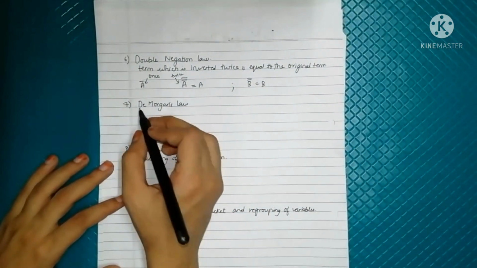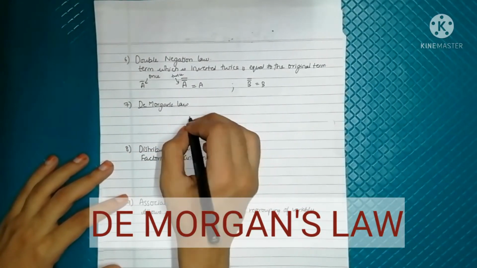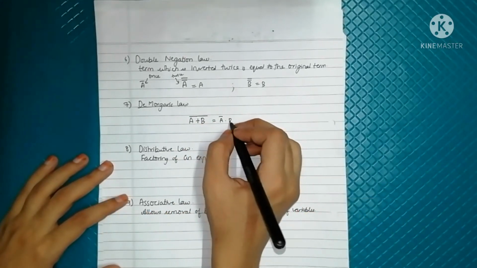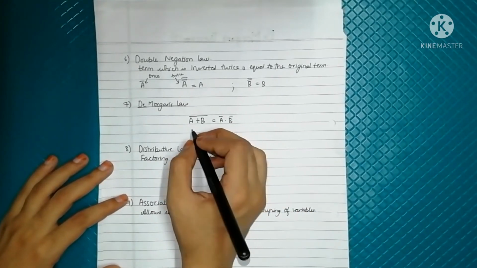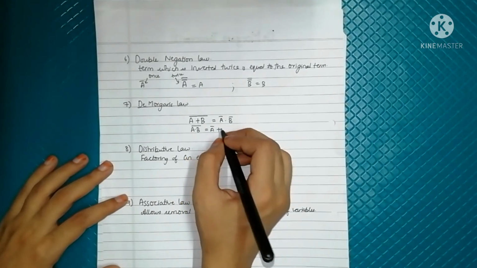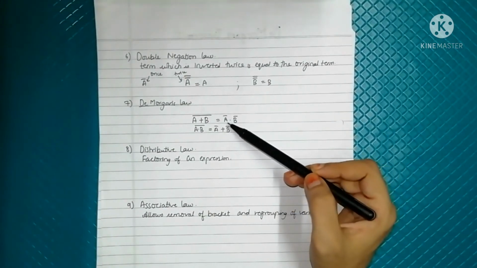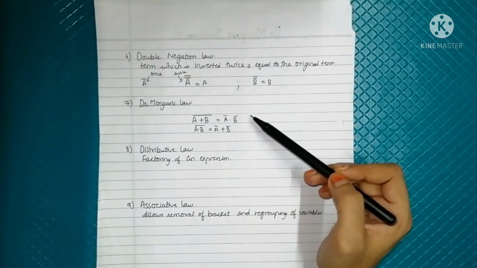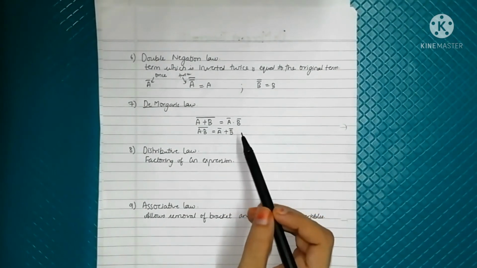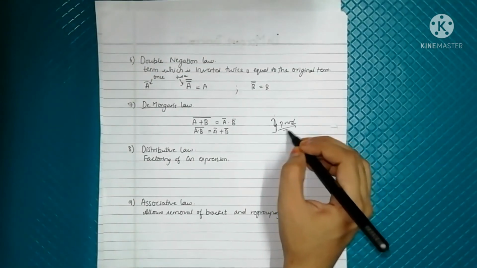The seventh is De Morgan's law, and De Morgan's law says that A plus B the whole bar is equal to A bar dot B bar, and the second De Morgan law says that A dot B the whole bar is equal to A bar plus B bar. That is, the complement of a sum is equal to the product of the complements of each term, and the complement of a product is equal to the sum of the complements of each term. I have already uploaded a video which shows the proof of both the statements.